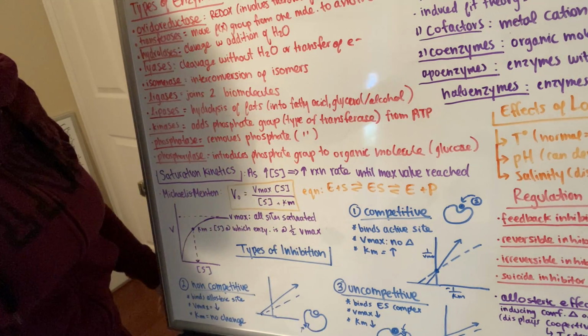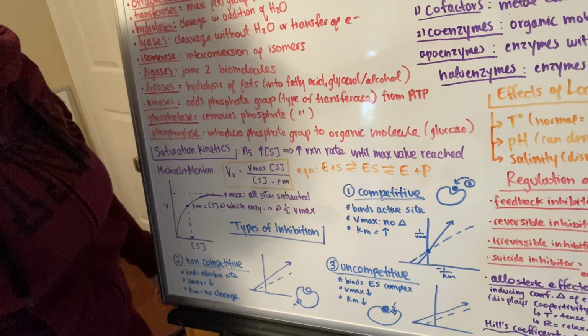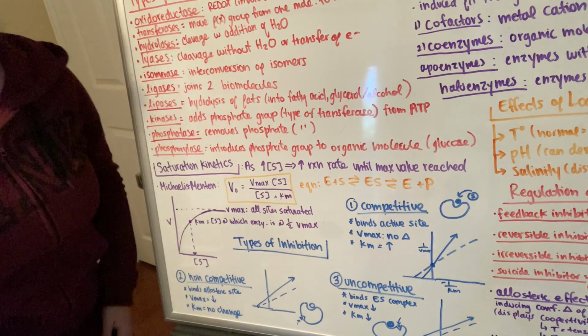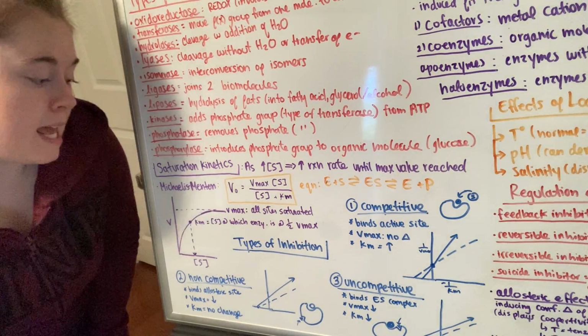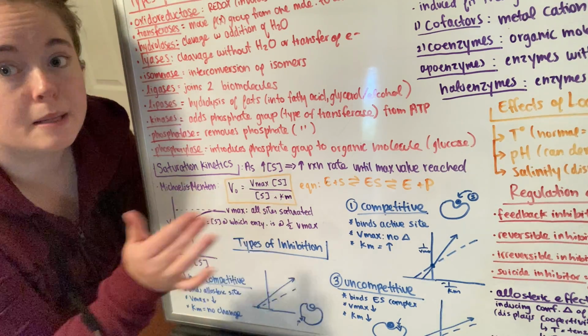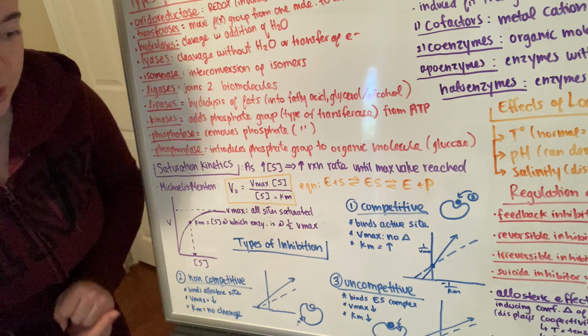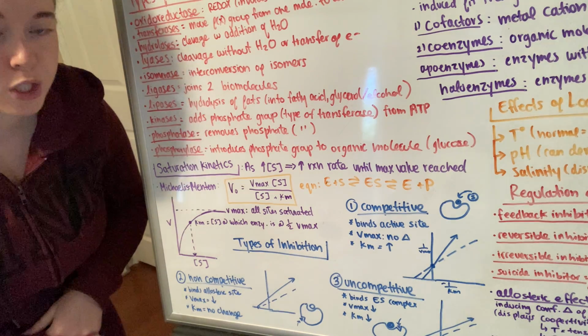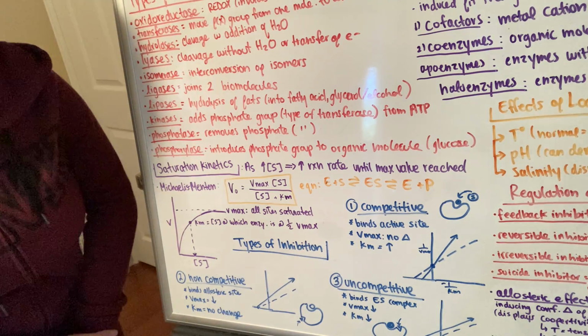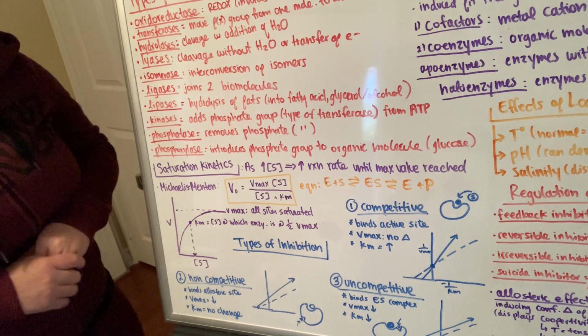So another important part to this, I hope my shadow's not covering it, is the types of inhibition. We're looking at 3 types of inhibition. There's also mixed inhibition, which I do not have drawn here, but these are the 3 main types of inhibition.